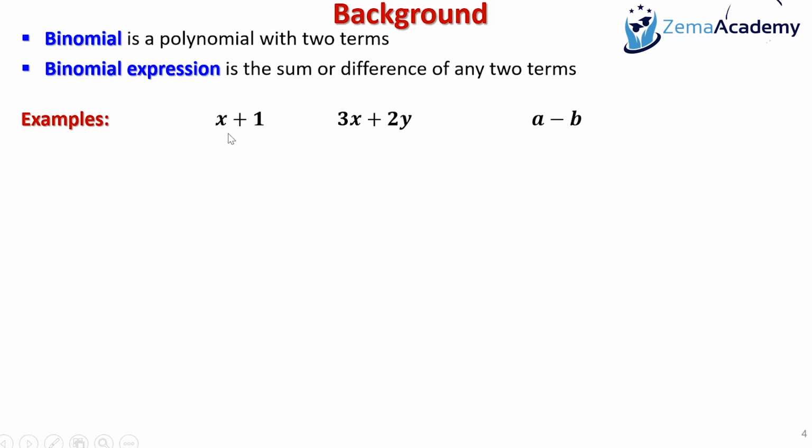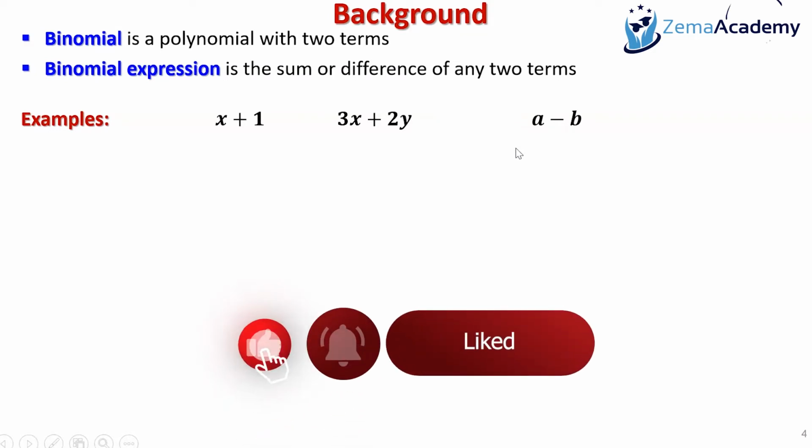The first one is x plus 1, which is the simplest of them. Another is 3x plus 2. Again, you can see there are two terms involved, so it's a binomial. 3x plus 2y is a binomial, and a minus b is a binomial. All these three, when classified, are binomial expressions.